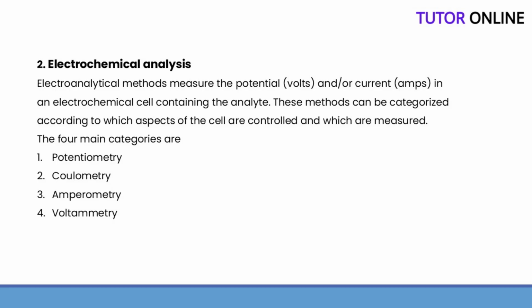In potentiometry, the difference in electrode potential is measured. In coulometry, the transferred charge is measured over time. In amperometry, the cell's current is measured over time, while in voltammetry, the relationship between current and voltage in an electrochemical cell is measured.